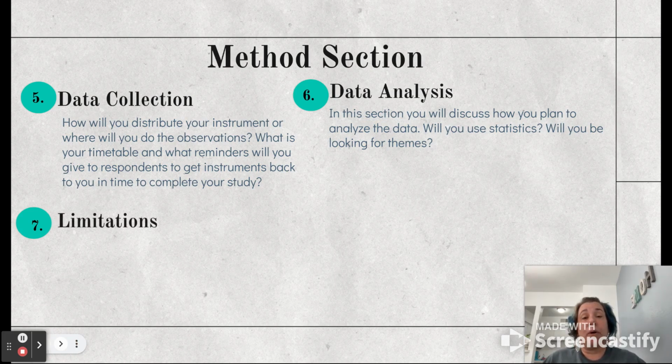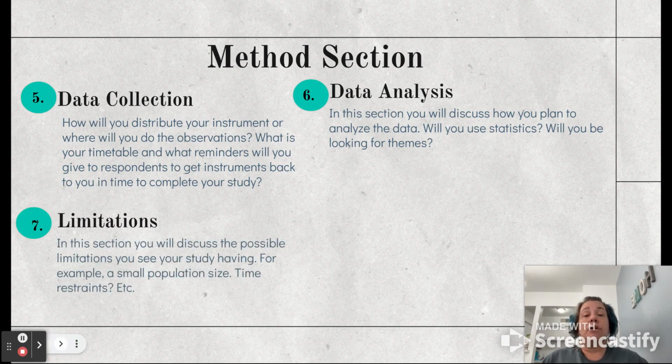And then the final part of the method section will be your limitations. So here you're going to discuss any possible limitations. Remember, you've not actually done the study, so you don't know. But what do you predict? Do you predict that your sample size might be too small for it to apply to the general public? Do you foresee having limitations with time or with money? Is it a costly study? So that's what goes there.